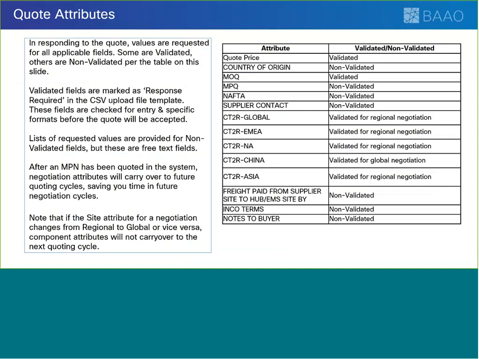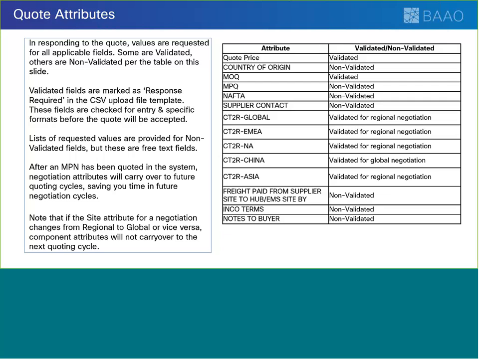In responding to the quote, values are requested for all applicable fields. Some are validated and others are non-validated per the table on this slide. The validated fields are marked as response required in the CSV upload file template, and they'll have an asterisk next to the values. Validated fields such as quote price are systematically checked for entry and format. For example, a numerical value must be provided in the quote price field.